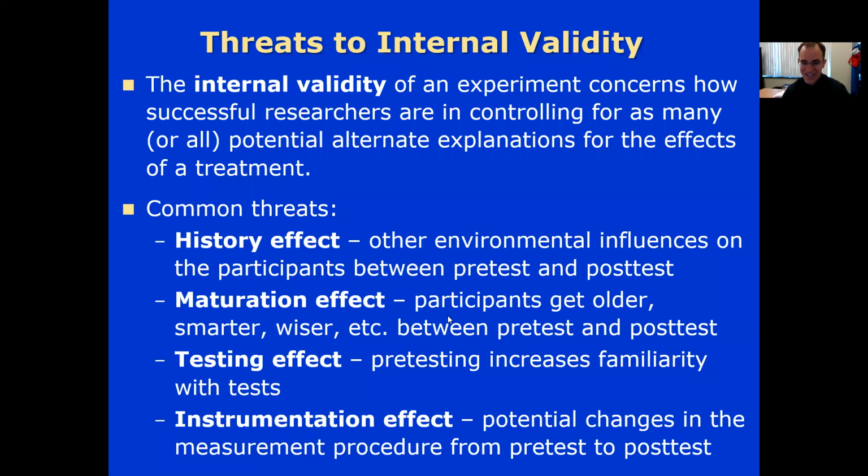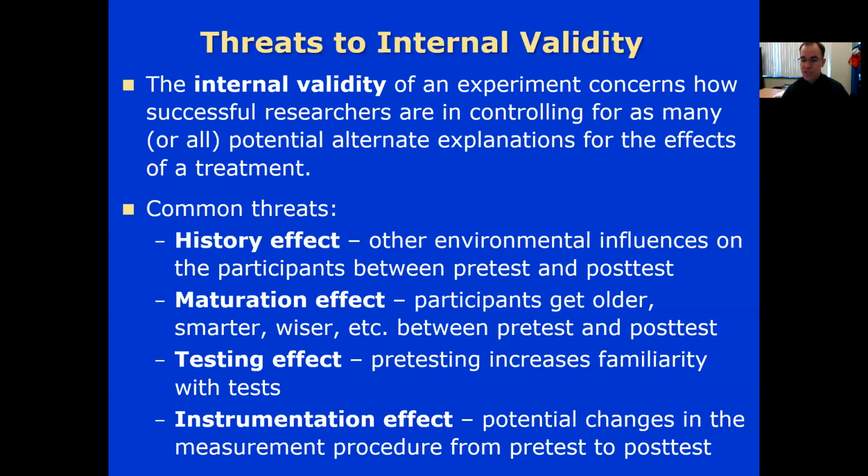So the last is the instrumentation effect, where potential changes in the measurement procedure from pre-test to post-test may affect the outcome. For example, let's say you wanted to test someone's body composition and you're using skinfold measures with skin calipers. What could happen is that investigator A does the skinfolds at the beginning, but at the end a different individual does the skin calipers. Well, you may get different results simply because the two individuals doing the skin calipers between the pre-test and post-test may have different procedures, and the changes may be simply because of how they assessed the skinfolds.